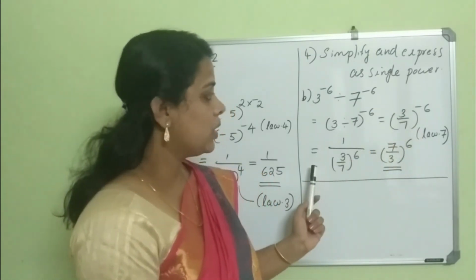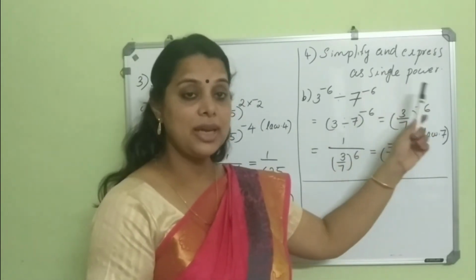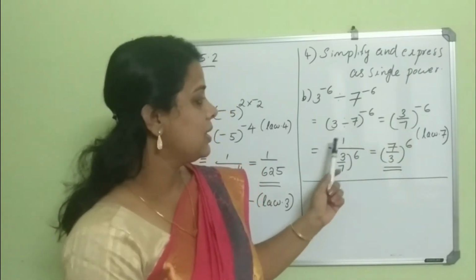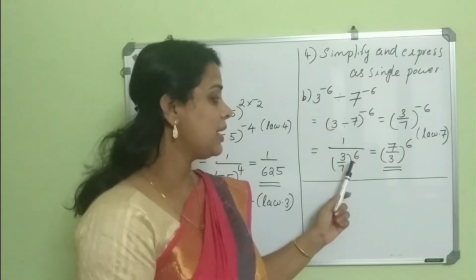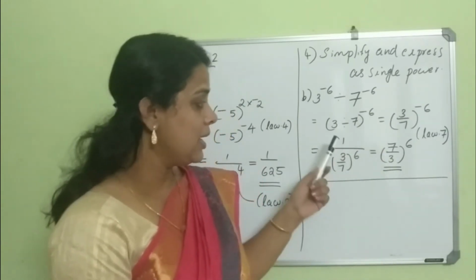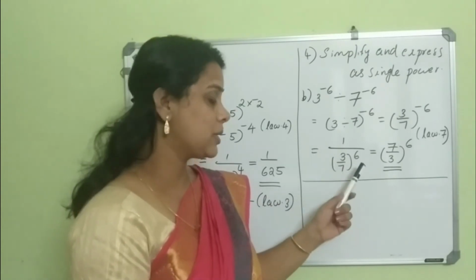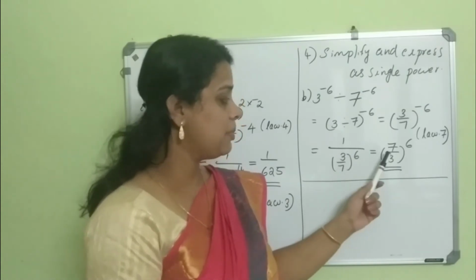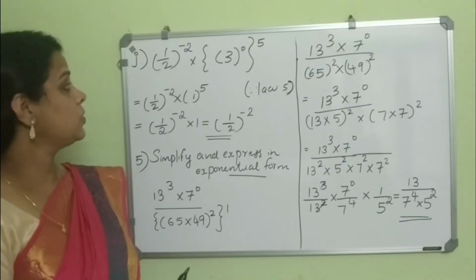That is equal to, using the same law, which law? x raised to minus a is equal to 1 by x raised to a. Using that law, we can write 3 by 7 raised to minus 6 as 1 by 3 by 7 raised to 6. I already explained it's a fraction, 1 by 3 by 7 raised to 6. I already explained how to do it: reciprocal of the number. 3 by 7 reciprocal is 7 by 3 raised to 6. That is the answer. Next question.